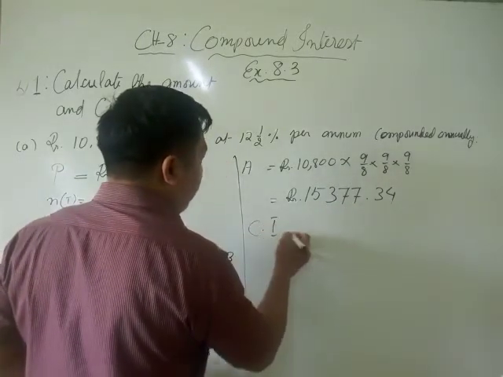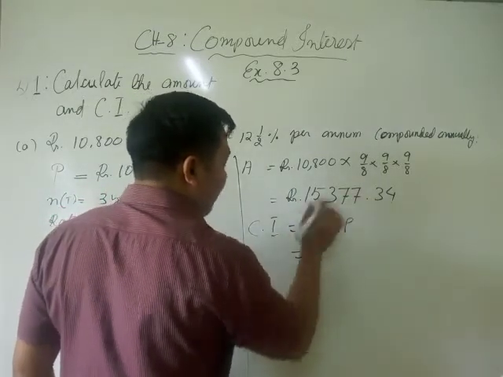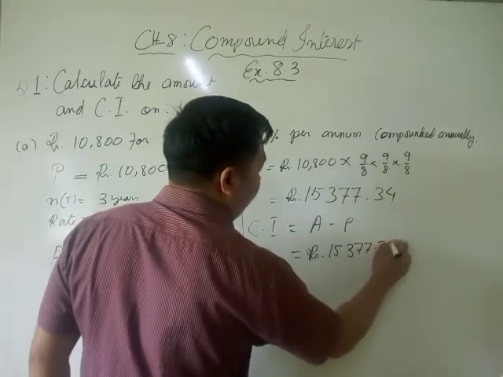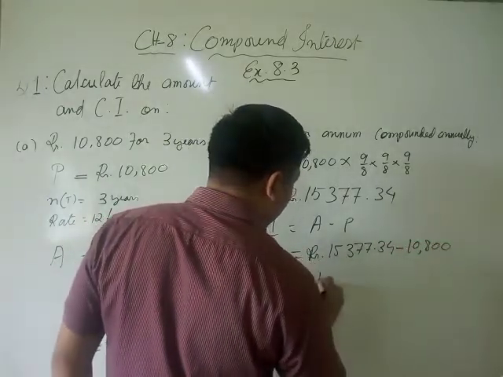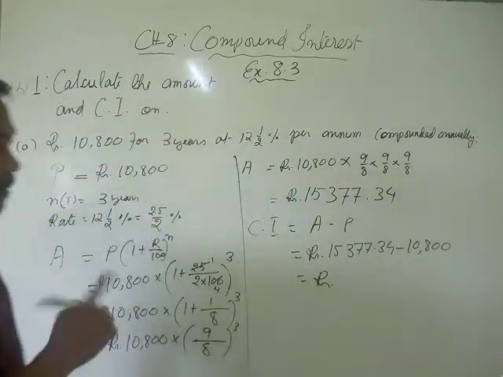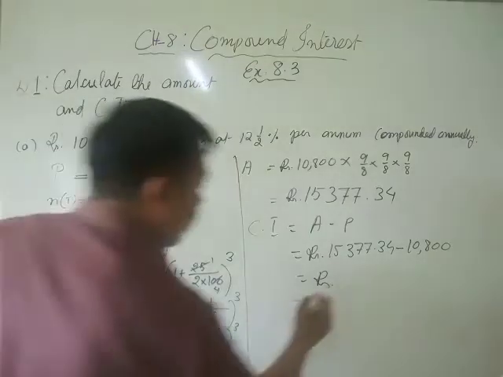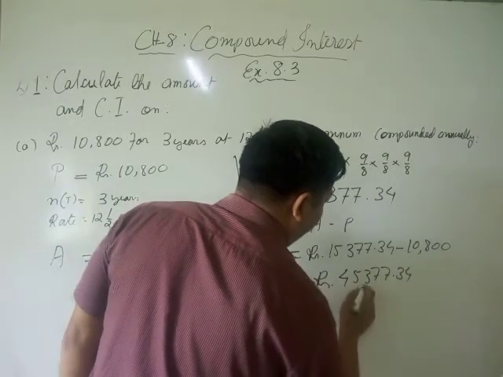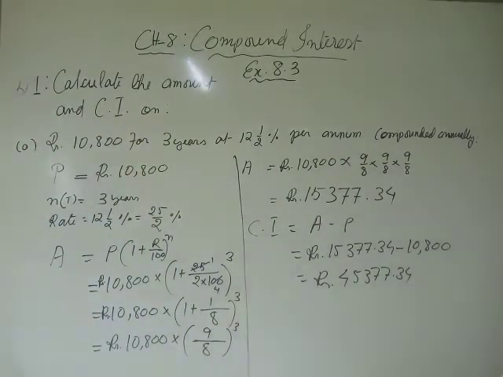So what happened now? Now we have to find out the compound interest. Compound interest is amount minus principal. So how much amount can we get? This is the amount. So the amount is rupees 15,377.34 minus what was the principal? 10,800. That means rupees how much do we get here? 4,577.34.